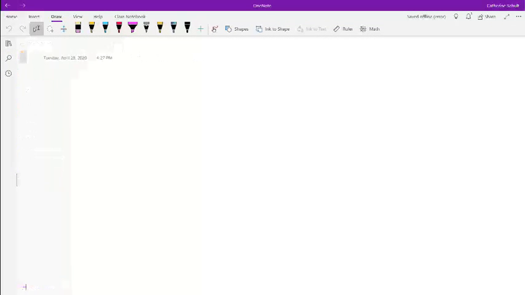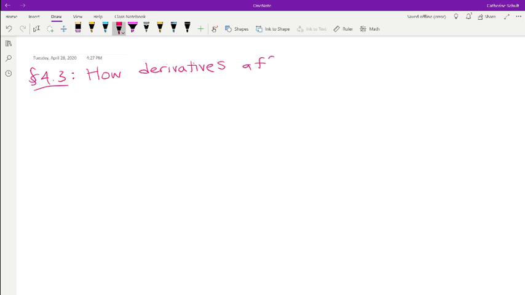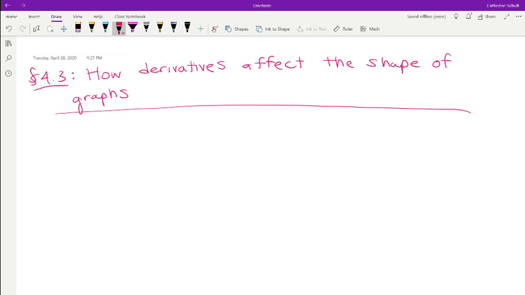All right, welcome to section 4.3. We are going to be doing some exciting graphs today. So we are going to first learn how derivatives affect the shape of graphs.